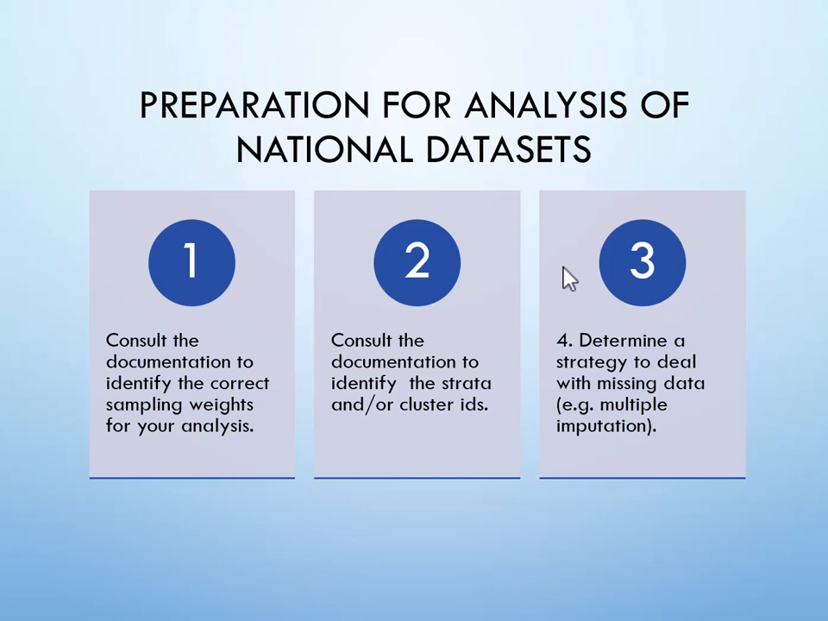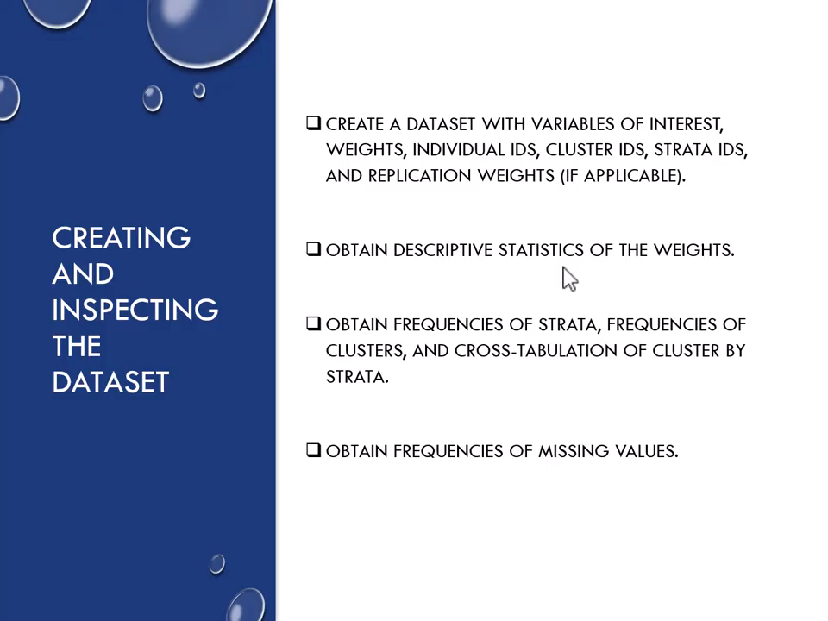So for preparation for analysis, you consult the documentation first, identify correct sampling weights for analysis, then you identify strata and cluster IDs, or replication weights if strata and cluster IDs are not available. And if there is missing data, decide how you're going to handle it, such as using multiple imputation. Then you create a data set with variables of interest. Some data sets, such as the National Longitudinal Survey of Youth, have a very nice graphic user interface for you to pick variables and download the data set.